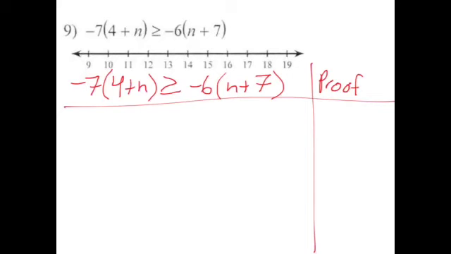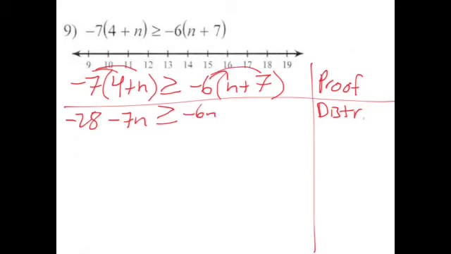If you move over to 9 and use your distributive property right at the first, things can start to combine. Negative 7 times 4 is negative 28. Negative 7 times positive n is negative 7n, greater than or equal to negative 6 times n, which is negative 6n. And negative 6 times negative 7 is going to be negative, not 30, negative 42.